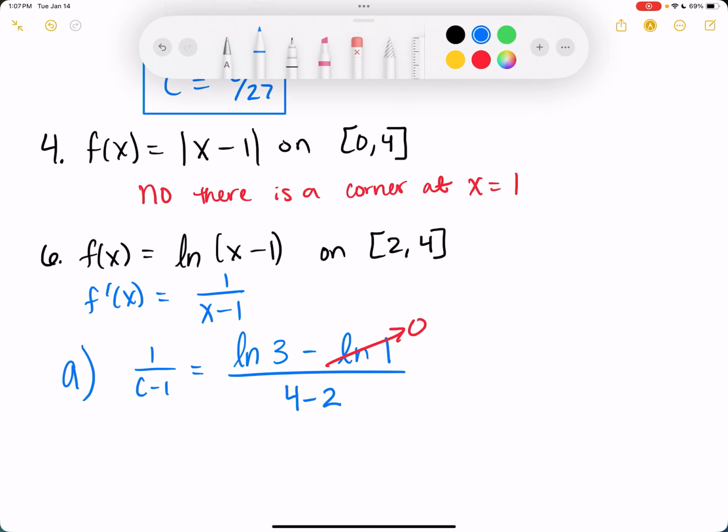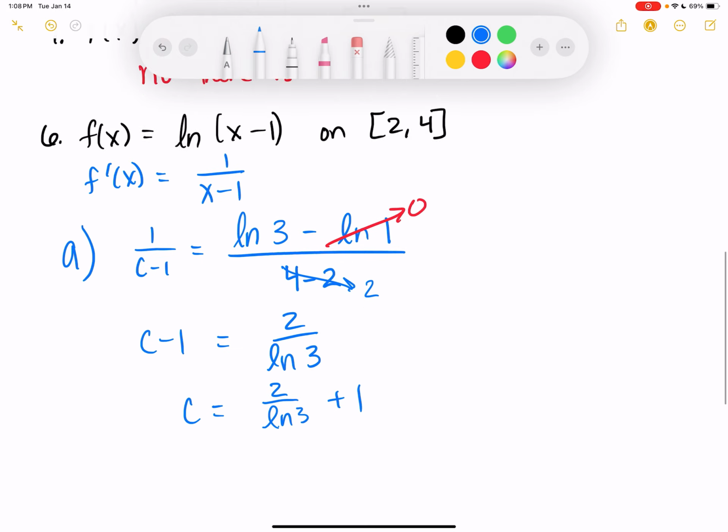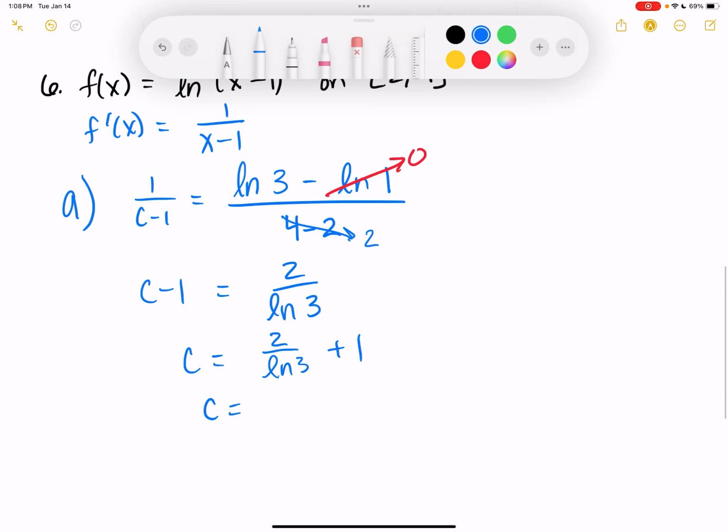Alright, so obviously this right here is just 2. So I have, again, fraction equal to fraction. I can flip them over. So I have c minus 1 equals 2 over the ln of 3. I can add the 1 to get c equals 2 over the ln of 3 plus 1. Now they do take this out to a decimal, so you should, because it wants the actual number of what c is.